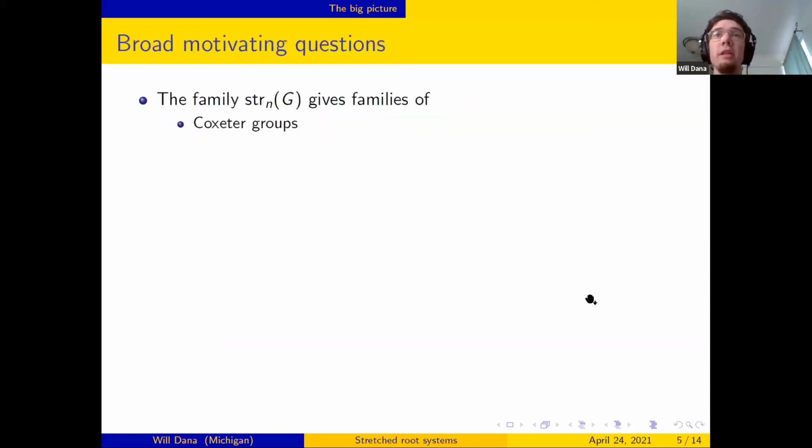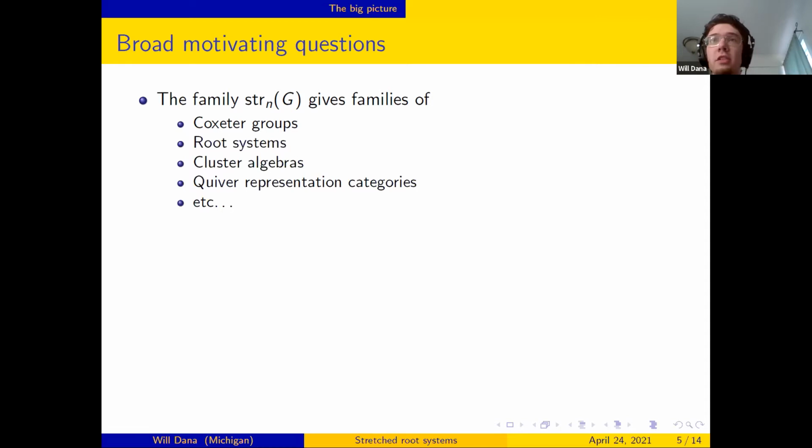Once I have a family of diagrams in this way, this will give me a family of Coxeter groups. But on top of that, there are lots of other objects which are associated to these diagrams, sometimes with a little more data, but in this general Coxeter space. So things like root systems, cluster algebras, and quiver representation categories, if you're including a choice of orientation, and lots of other objects as well. In general, the individual objects in these families will be very poorly behaved.